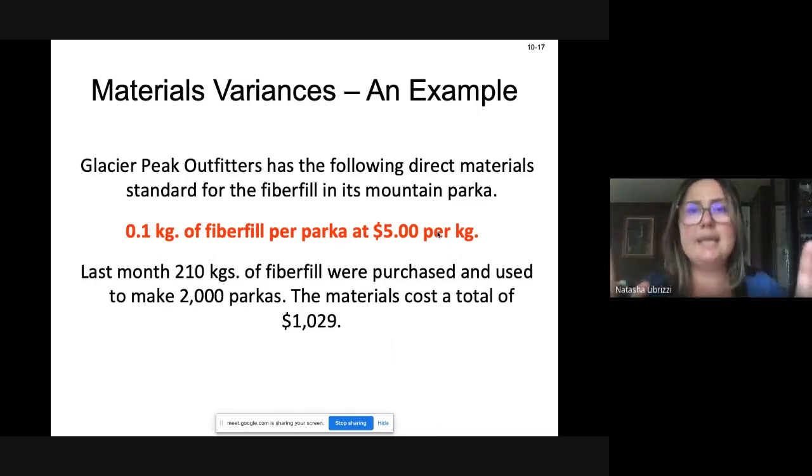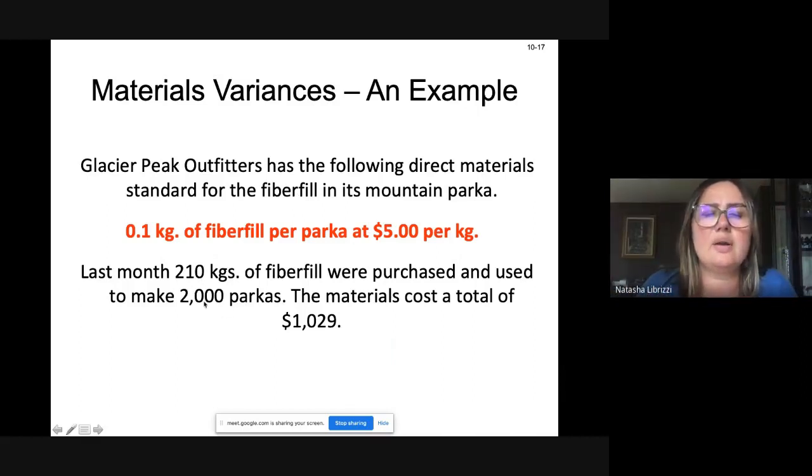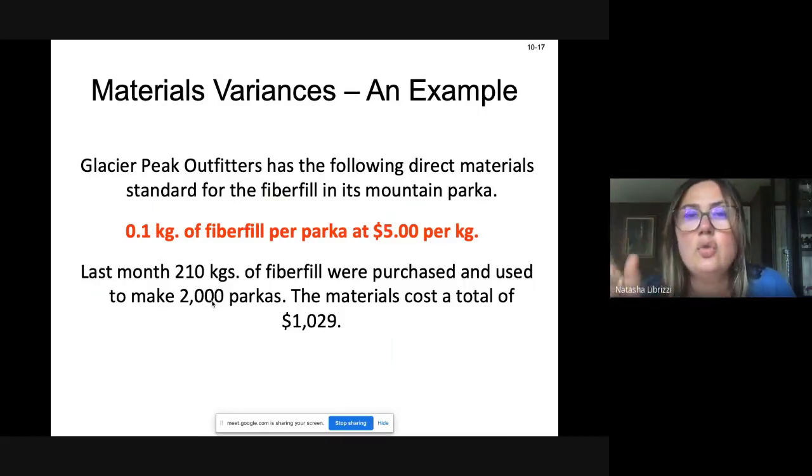Without even doing anything for this chapter, right? Let's say you didn't read anything. If you look here, 2,000 Parkas are made, right? And 0.1 of a kilo is required. So right there, 2,000 times 0.1. How many kilos should we have used? 2,000 Parkas times 0.1. 200. So you can see right away, right? We used too much fill. Okay, 210, right? So we used 210. We should have used 200. So right there, without even doing any calculation, you know we used 10 kilos more.